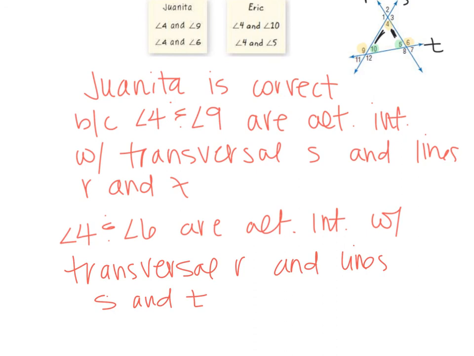So right now you just have to be able to identify the types of angle relationships we talked about previously: exterior angles, interior angles, consecutive interior angles, alternate exterior angles, alternate interior angles, and corresponding angles. So that's all you have to be able to do right now. And then in section 2, we'll talk more about the relationships that exist for those types of angles.